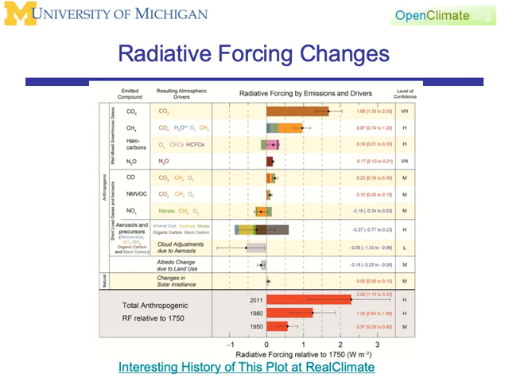Then there's albedo change due to land use, which right now is a little bit negative. There's changes in solar irradiance, which is very close to zero. We're in a very interesting time with the sun right now. And then over here on the right are our levels of confidence, with the VH being very high, the L being low. You can see what I said about the cloud adjustments due to aerosols are our lowest.